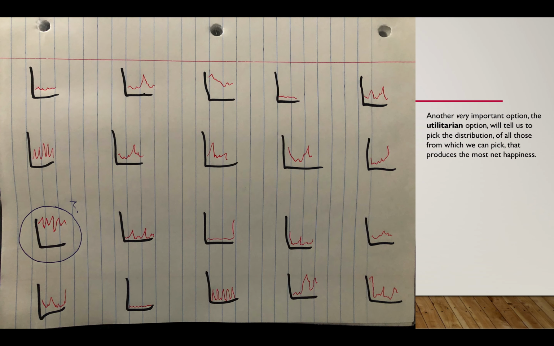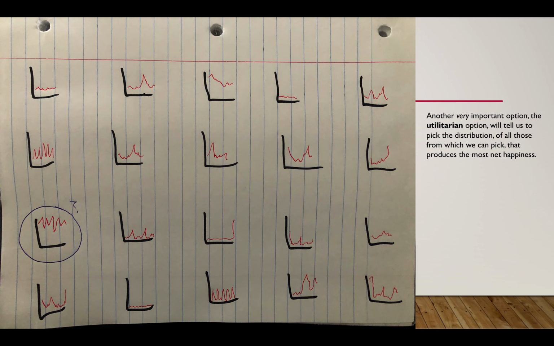Now, here's another very important option to determine distributive justice: the utilitarian option. You might think that what we ought to do is pick, from the distributions we can pick, the one that produces the most net happiness. Suppose all of these little graphs here represent different distributions, as a result of different distributive principles. The utilitarian is going to say that the one we should choose, the just one, the one it's rational to choose, is the one that produces the most net happiness.